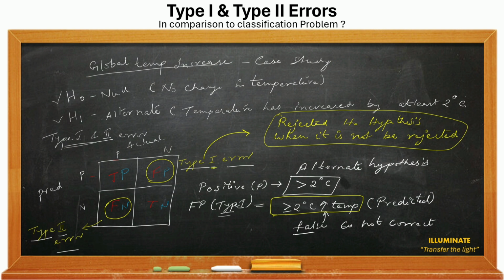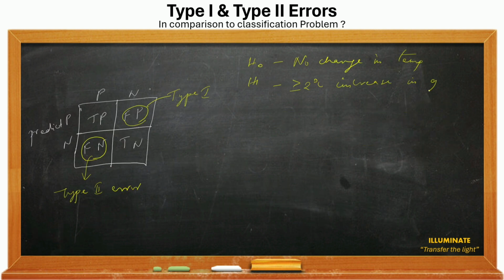Now let's move to type 2 error. Type 1 error we have discussed. We had the null and alternate hypotheses: no change in temperature and at least 2 degrees Celsius increase in global temperature. This is what we are claiming. We as data scientists or data analysts are claiming that this is what has happened in recent years, right? This is a claim. So we saw that in type 1 error, we are rejecting the null hypothesis when it should not be rejected actually. Okay.